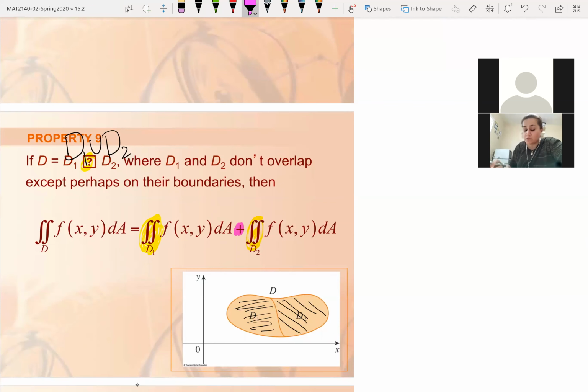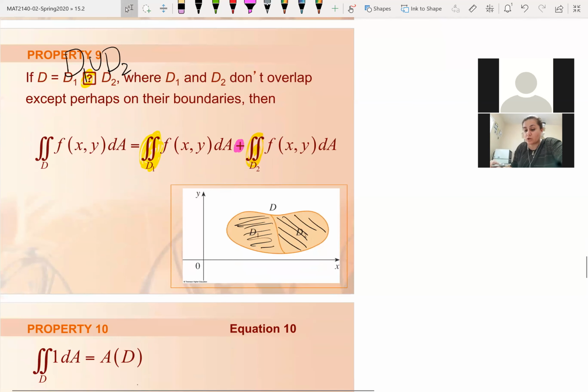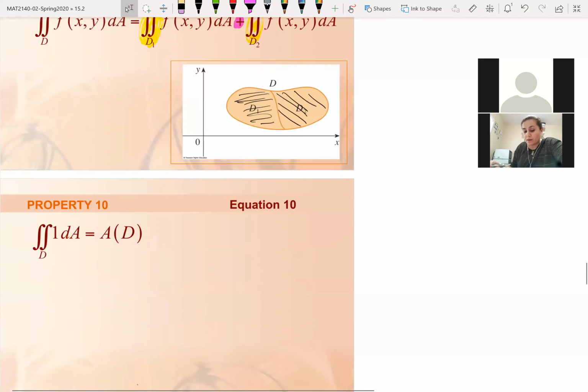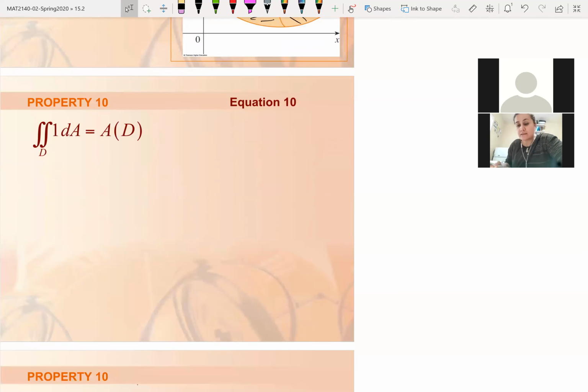Okay, so if it's splitting out to 2-3 pieces of the region type 1 or type 2, we can get the result of each one and then add up the results for the entire region. Okay, and actually this part, which is just finding the area, is called 15.3 in your book.